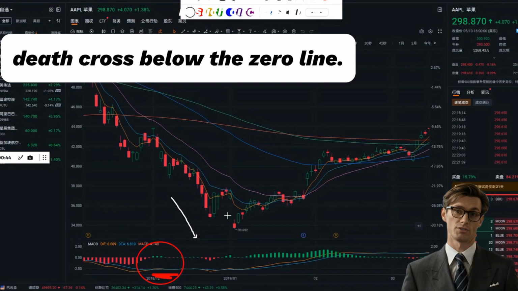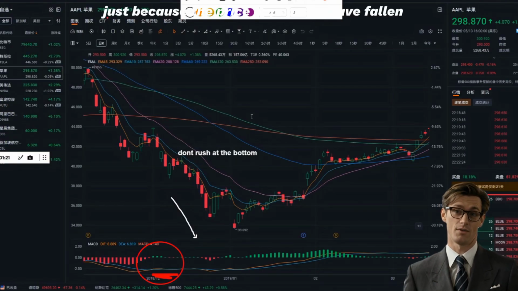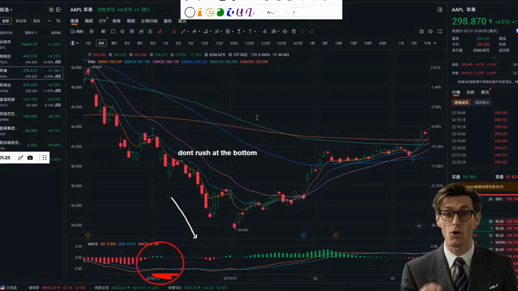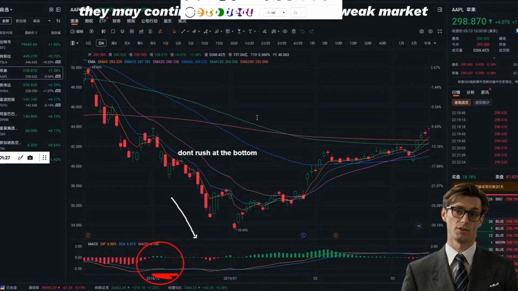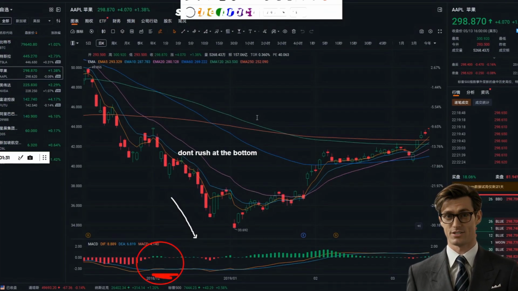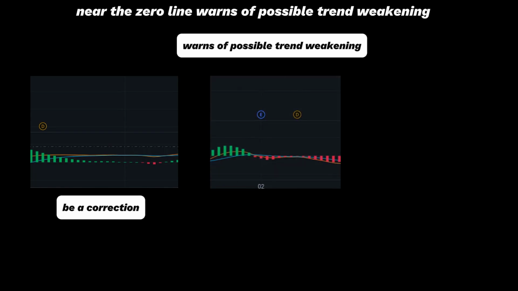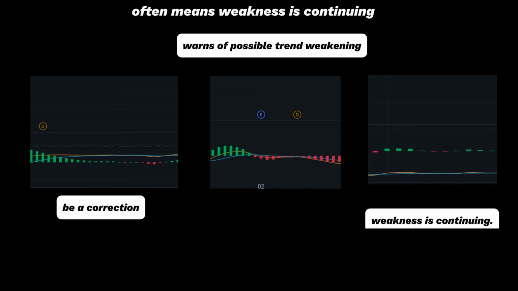In such circumstances, don't rush to buy at the bottom just because the price appears to have fallen significantly. Many stocks don't necessarily rise after falling sharply. Instead, they may continue to decline even in a weak market. So the practical logic is this. A death cross above the zero line may only be a correction. A death cross near the zero line warns of possible trend weakening. And a death cross below the zero line often means weakness is continuing.